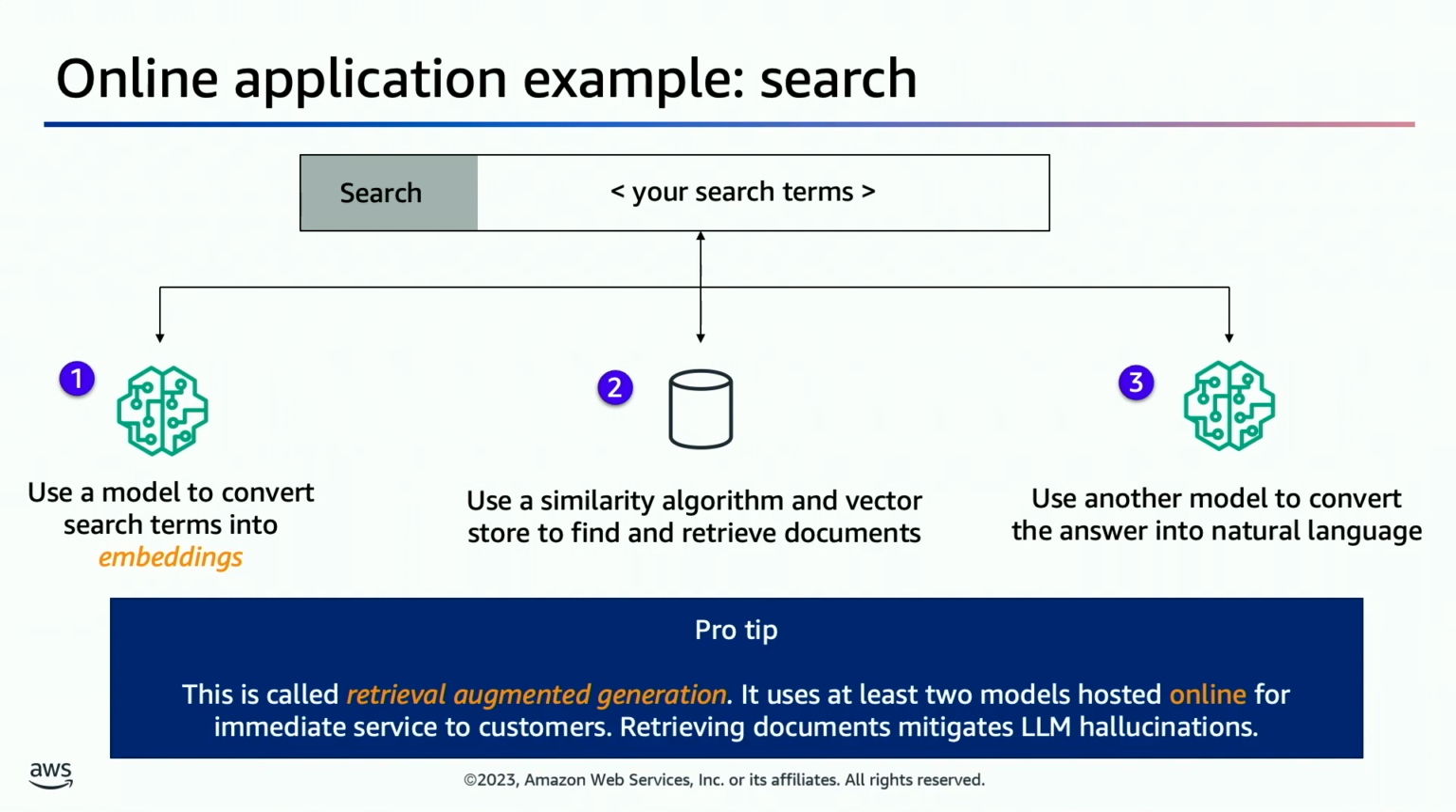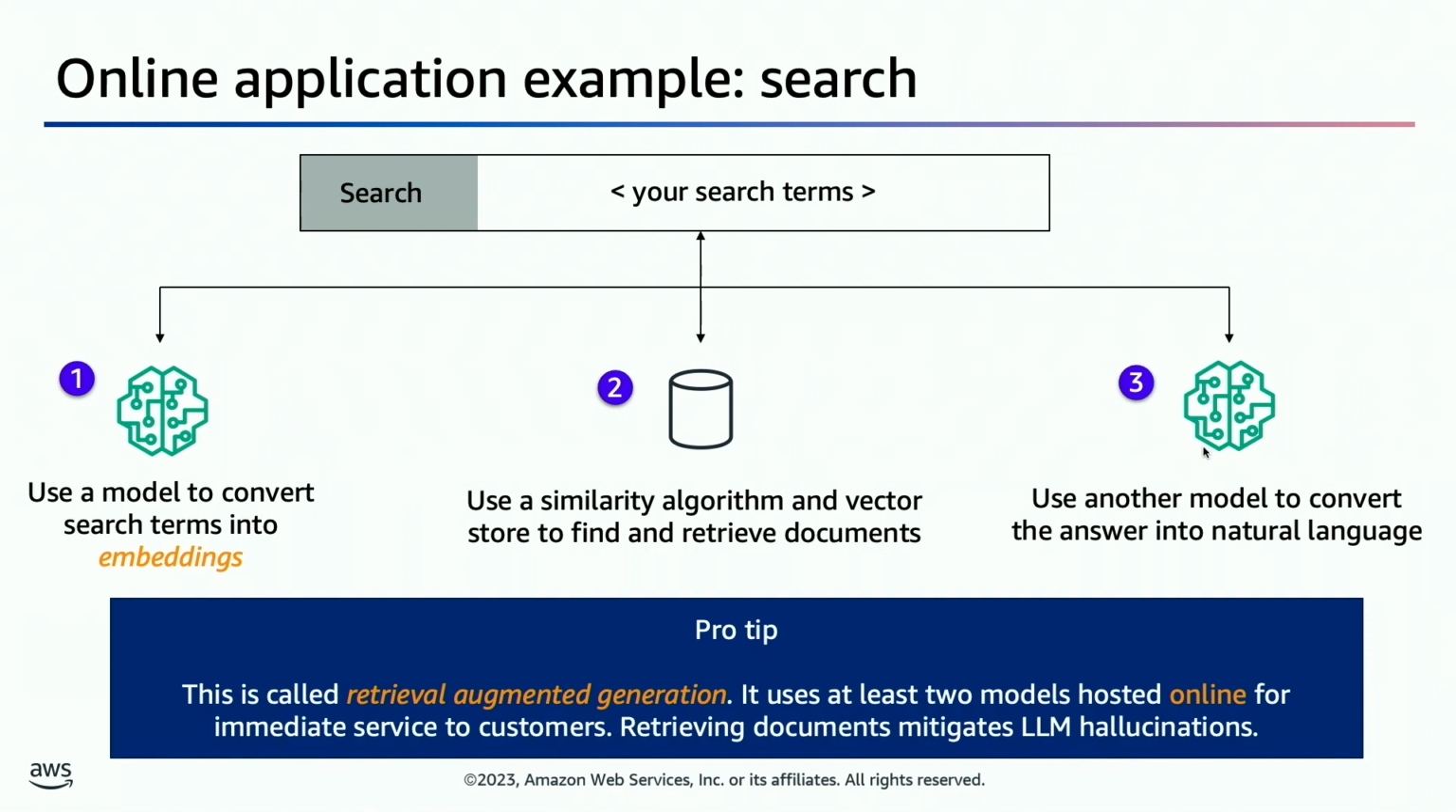Then in step 2, I'm going to use some type of similarity algorithm, just like k-nearest neighbors would do the job, combined with a vector store to find and retrieve my documents. The search and the similarity is going to operate at the embedding level. So I'll take my words, for example, what's the weather like in Washington, D.C., and convert that into an embedding. And then in my similarity document store, my vector store, I'm going to use a KNN algorithm to go find a document that most closely relates to that. Then I'm going to retrieve that document.